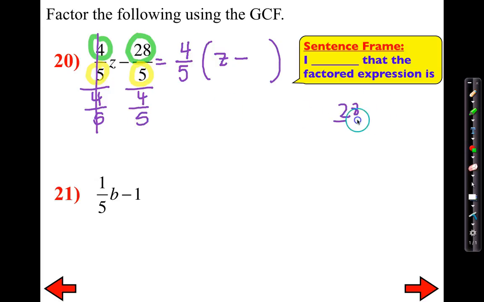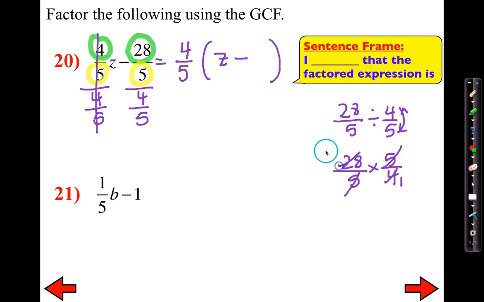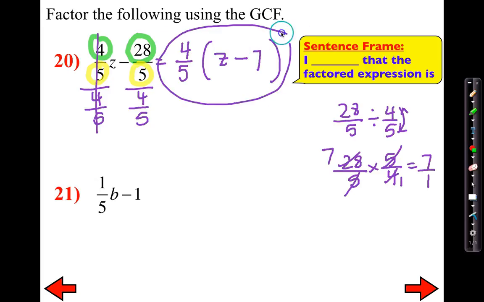So that's 28/5 divided by 4/5, which is equivalent to 28/5 times the reciprocal, which is 5/4. These 5s will cross cancel. 4 and 28 have a 4 in common. That's going to leave me with 7/1, which is just 7. Now, you could have also gone the route of saying, okay, if you factor out a 4 from 28, that leaves me with a 7. If you factor out a 5 from 5, you're left with 1. 7/1 is just 7. So that is our answer here.